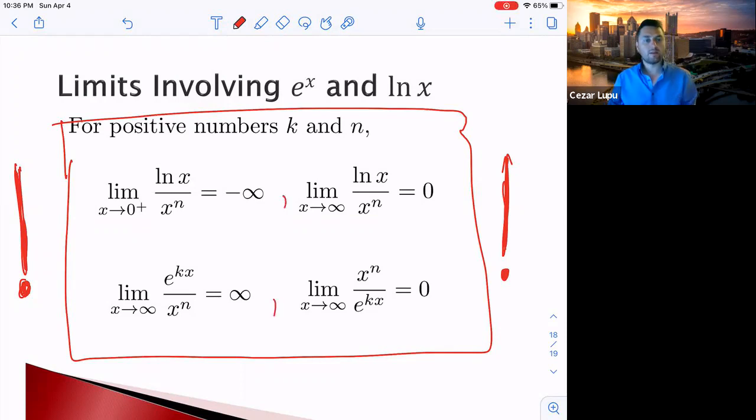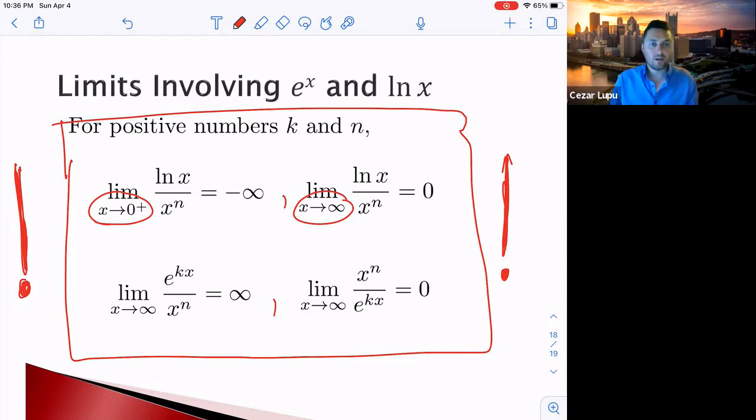The first one is the limit as x approaches 0 from the right of ln of x over x to the power n. This will give us negative infinity. Because x approaches 0 from the right, I want you to pay attention, there is a difference between the first and the second one. The second one is the limit as x approaches infinity of ln of x over x to the power n, which will give us 0. Pay attention to the difference here and here. And then we can say the same thing for the third and the fourth one.